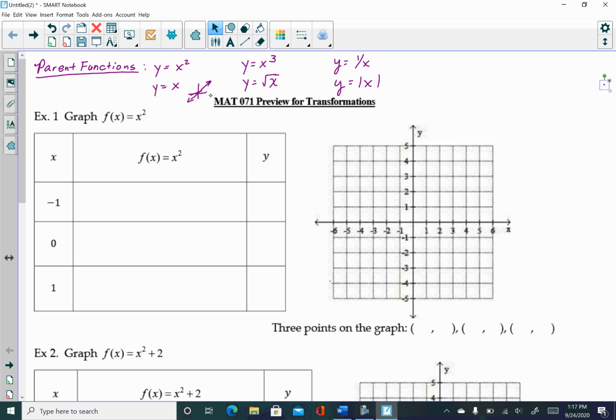I've got an entire handout for you in your 171 class that talks about these parent functions and what they look like. In other words, I just want to make sure that you have in your toolbox what these look like, okay?